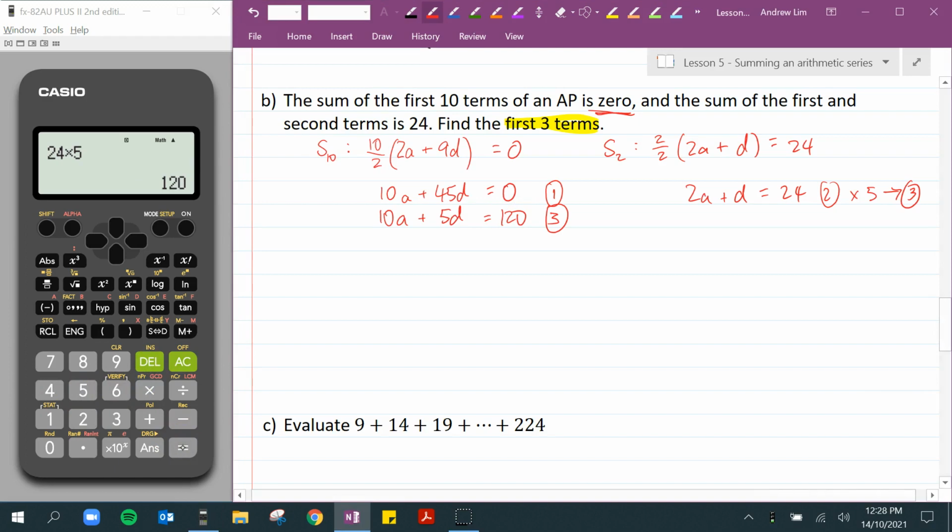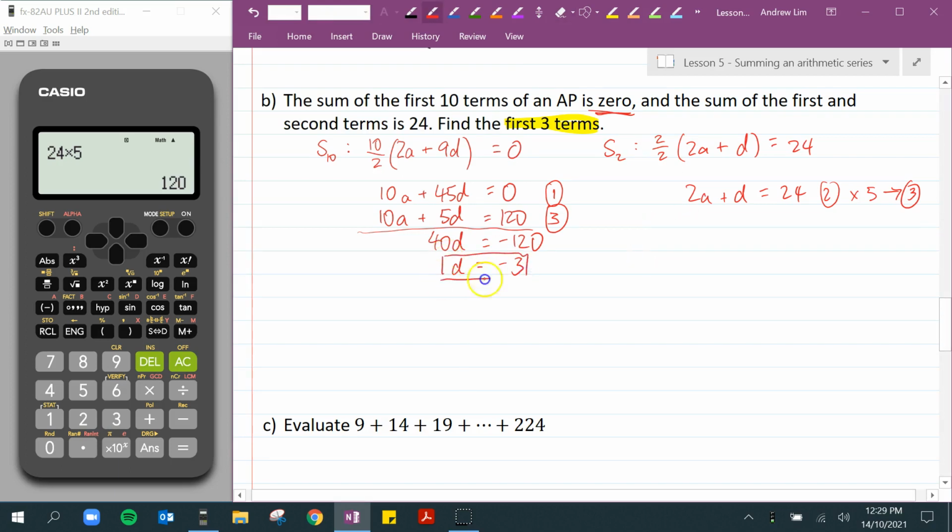Good. Alright. Next thing I'm going to do, solve by elimination. I'm going to subtract. So 10a minus 10a, they cancel each other out. 45d minus 5d is 40d. And 0 minus 120 is negative 120. So we can see here that the common difference has to be negative 3. We've done that. Now we need to work out what the first term is. So I'm going to sub that into probably this one. That makes it nice and easy.